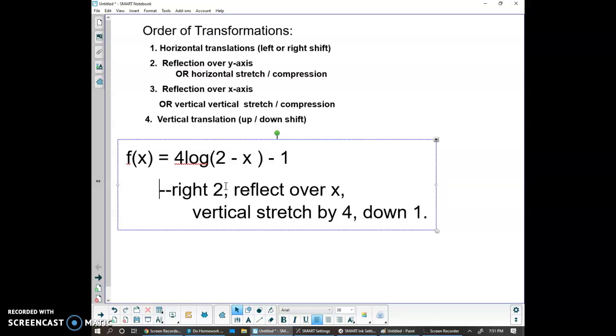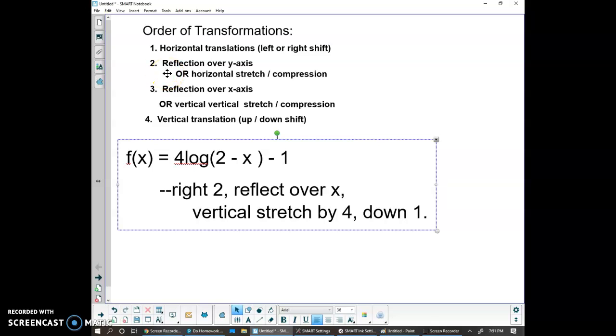First, let's go over the order of transformations, which apply to not just logs, but any single function ever created known to man. You want to follow this order. Start with the innermost part of the function inside of the parentheses, usually. You want to do horizontal translations, left or right shifts, first, followed by reflections over the y-axis or horizontal stretches and compressions. It doesn't matter which, because with -2, you could do the 2 part first or the -1 part, and multiplication is commutative, so it doesn't matter.